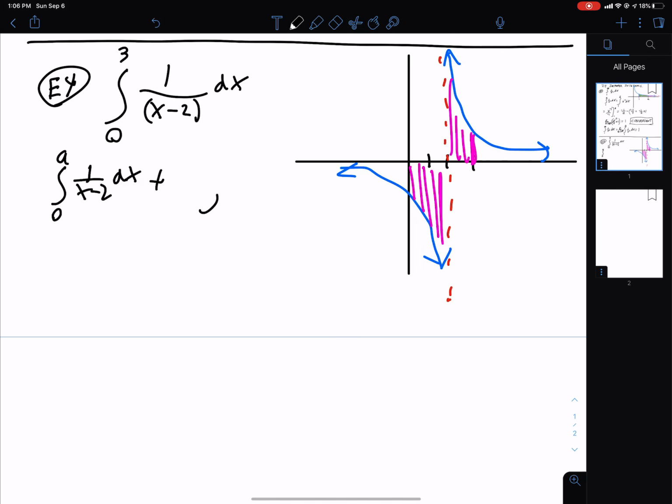And then I'm going to go from b to 3. And why am I doing that? Let me show you. So this is a no-no. It's improper there. So I'm going to approach 2 from the left. So in this region, I'm approaching 2 from the left. So I want to take the limit as a approaches 2 from the left.